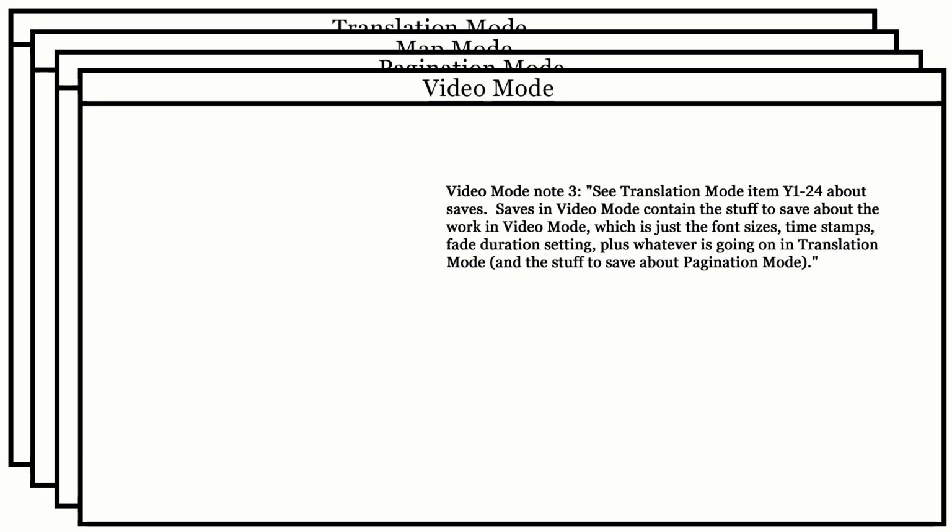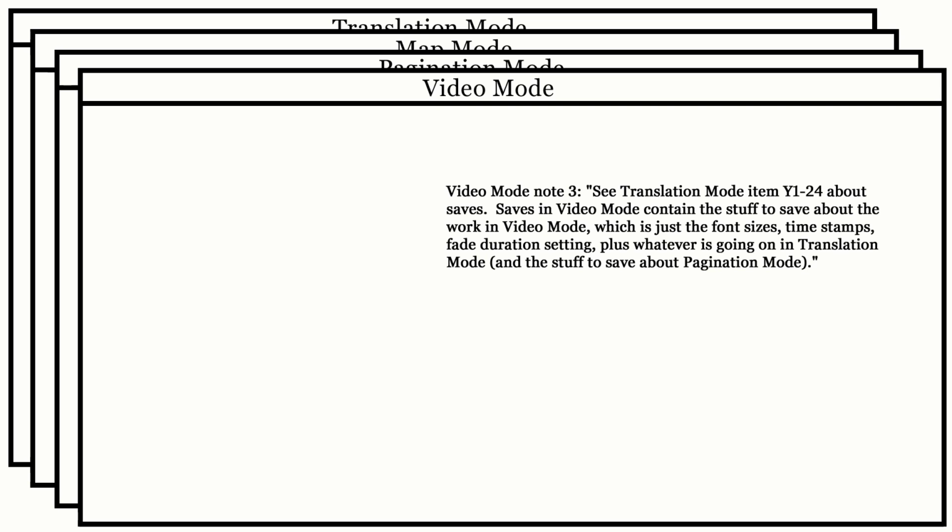The next note is about saves, like the note about saves in pagination mode. Video mode, note 3, see translation mode, item 1-24 about saves. Saves in video mode contain the stuff to save about the work in video mode, which is just the font sizes, timestamps, fade duration setting, plus whatever is going on in translation mode, and the stuff to save about pagination mode, which is also erroneous.